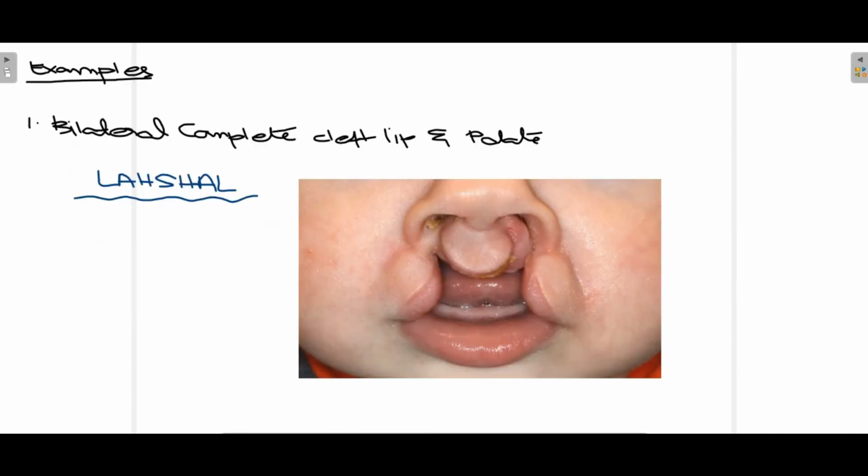Now in this clinical picture you can see a patient suffering from bilateral complete cleft lip and palate. Now as we have discussed before, if there is the word complete in a patient, that means we will use capital letters to define Lachal classification of that patient. Bilateral means we will use both L's, the right sided L and left sided L as well, to define the cleft lip of both sides. Since this condition is complete, we will use capital letters.